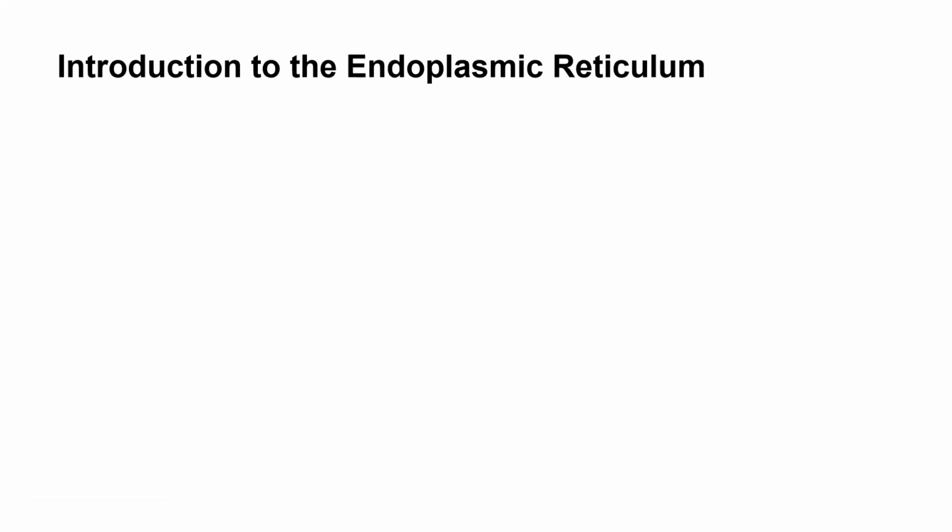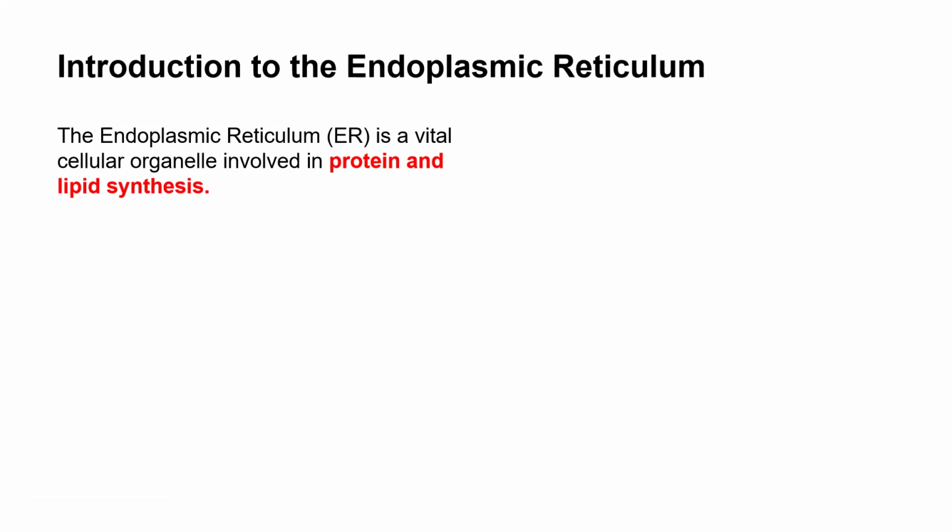So now, introduction to the endoplasmic reticulum. What is the endoplasmic reticulum? The endoplasmic reticulum is one of the vital cellular organelles that is involved in protein and lipid synthesis. Remember that in cells there are billions of reactions taking place every minute, and some of these reactions are controlled by proteins like enzymes, because enzymes are proteins. So the synthesis of these proteins and lipids takes place in the endoplasmic reticulum of the cell.